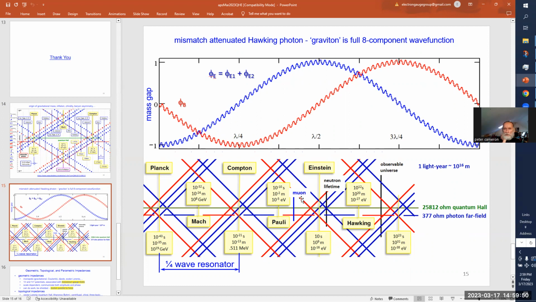Muon lifetime is here, neutron lifetime is here. You see that, so if we say that the inflation is driven by the electric field and then the rotation is driven by the magnetic field, we know that at the Compton wavelength to order alpha, the rest mass of the electron is due to the magnetic moment. It's not due to the electric charge.